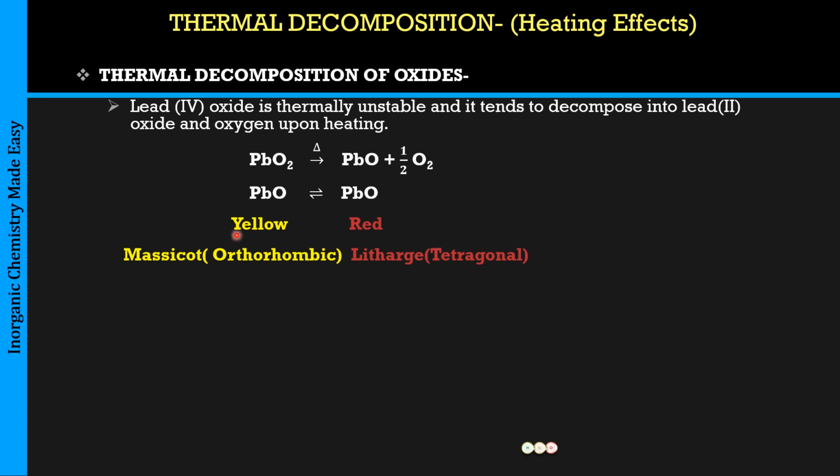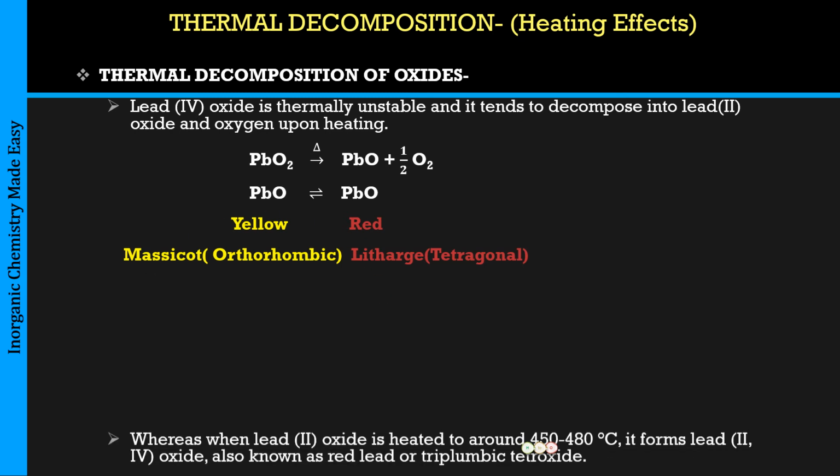The yellow one has an orthorhombic crystalline structure, and the red one has a tetragonal crystalline structure. So we have two types of lead oxide with +2 oxidation state for lead. One called massicot, the other being called litharge. This is what you have to remember, and the difference between the two is their crystalline structure.